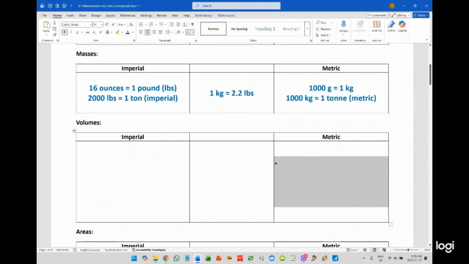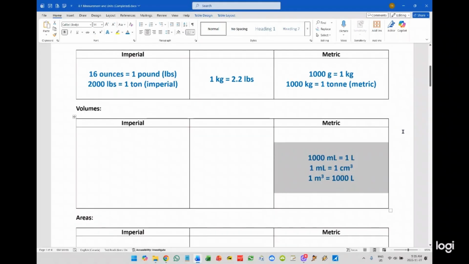So for instance, when it comes to metric ones, we use 1,000 milliliters in a liter. And by the way, a milliliter is just 1 cubic centimeter. So if you take a little block that's 1 centimeter by 1 centimeter by 1 centimeter, that is by definition what a milliliter is.